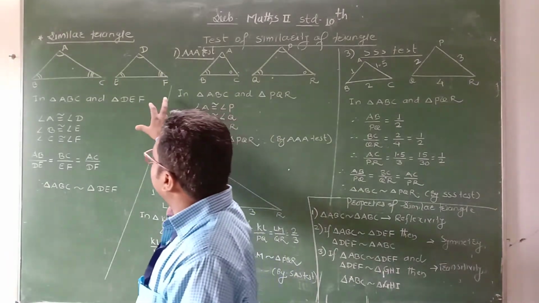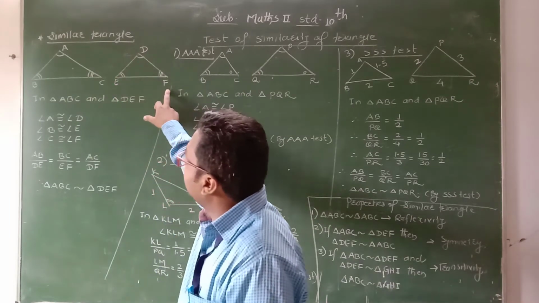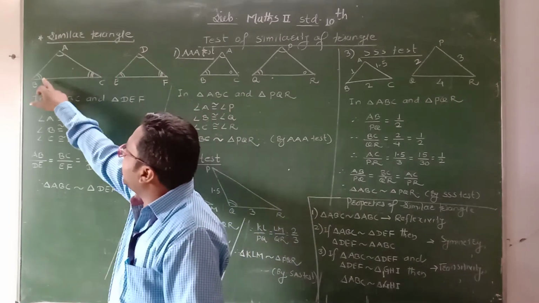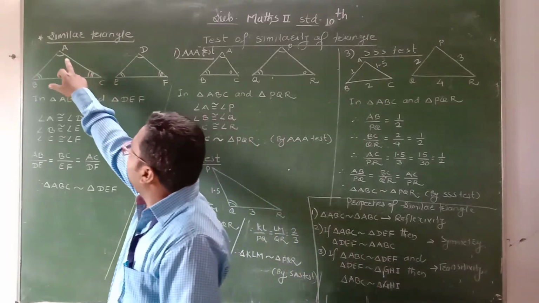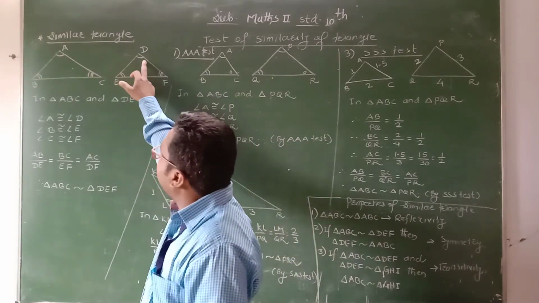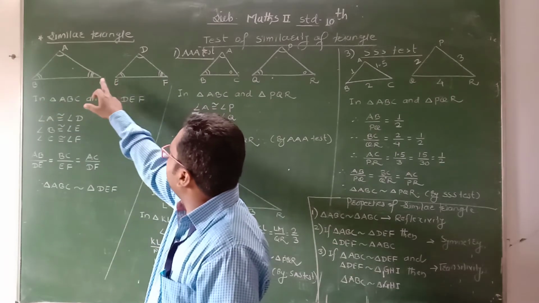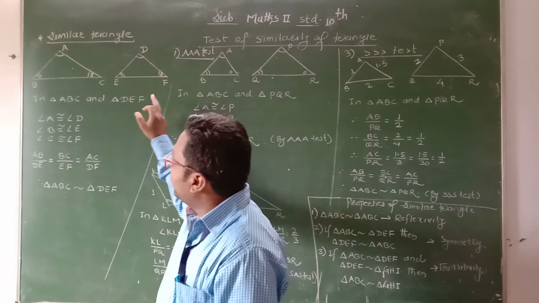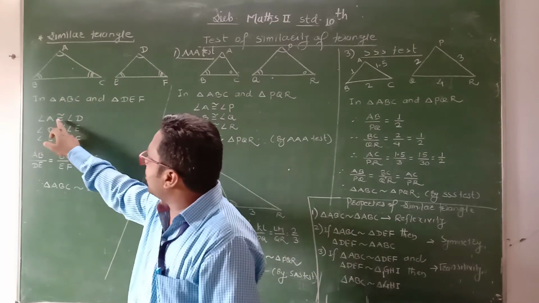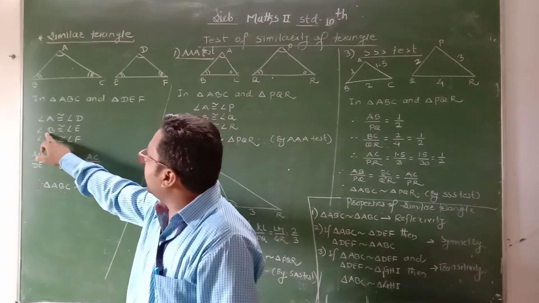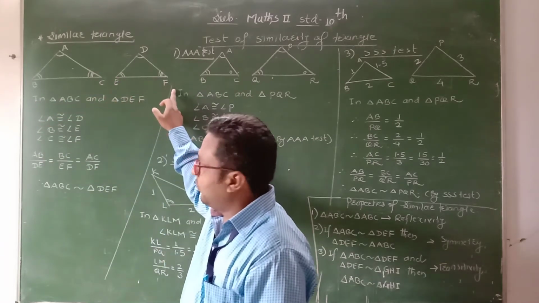Now, see in these two triangles, triangle ABC and triangle DEF. Congruent angles are represented by the same symbol. From that we understand angle A is congruent to angle D, angle B is congruent to angle E, and angle C is congruent to angle F. Therefore, in triangle ABC and triangle DEF, angle A is congruent to angle D, angle B is congruent to angle E, angle C is congruent to angle F.